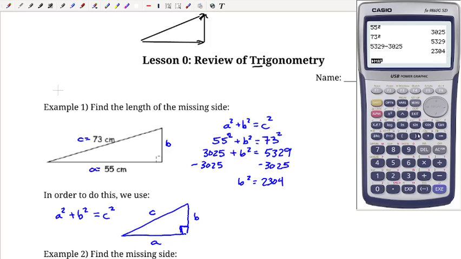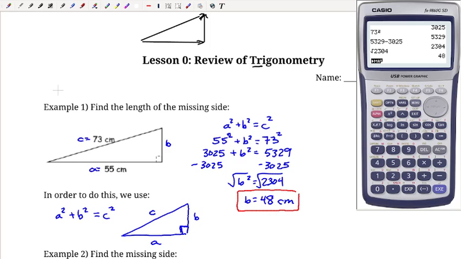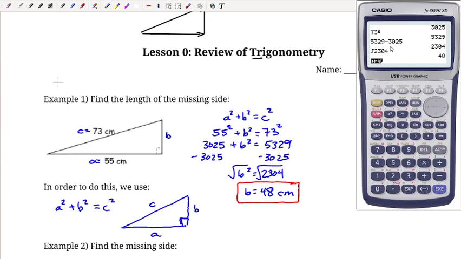And then to find just b, I'm going to square root. So on my calculator, that's the shift squared button. You may need to find where that is on your calculator, 2304. And it tells me that if I square root both sides, b itself is 48. Looking back at my question, 73 centimeters, 55 centimeters, this is going to be 48 centimeters as my final answer for the missing side. So if you're finding one of the short sides, it's going to require a little bit more work, a little bit more subtraction. If you're finding your hypotenuse, it actually is a little bit quicker.